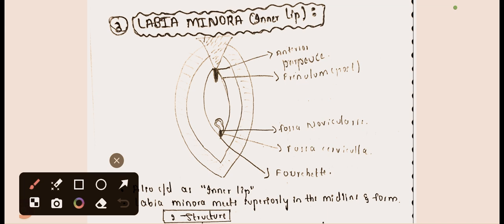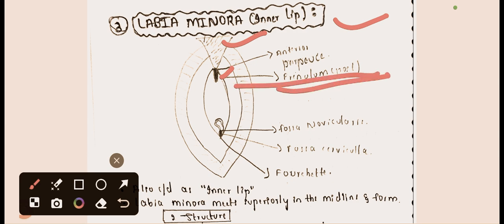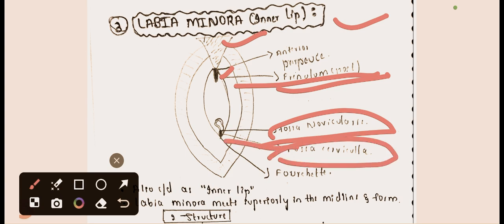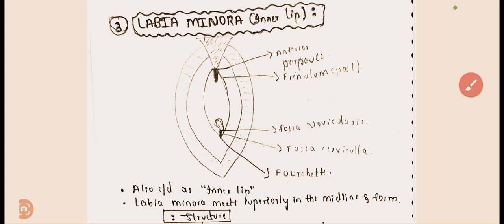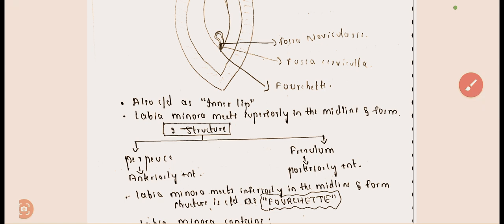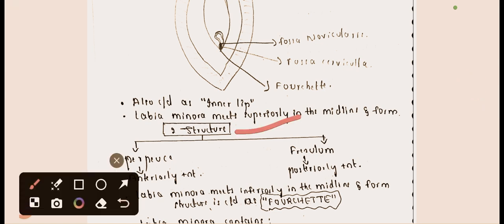The third part is the labia minora, also called the inner lip. This is the Mons pubis, this is the anterior prepuce, this is the frenulum, and this is the fossa navicularis. It is also called the inner lip. Two structures: the prepuce is present anteriorly and the frenulum is present posteriorly.